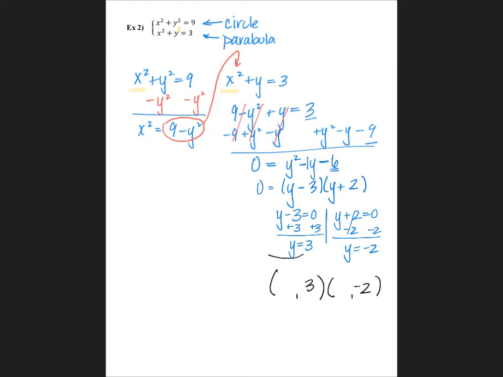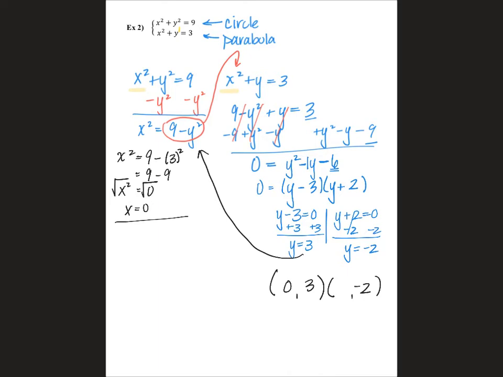If I take this 3 and I plug it back in, I now have x squared equals 9 minus y squared. Well, that means I'm going to have to take my 3 and square it. So that gives me 9 minus 9, or 0. Well, I have an x squared on the left side. So in order to get rid of a squared, I'm going to take the square root. Now, normally that gives me 2 cases, but the square root of 0 is 0. So I'm only going to write that as a 0, 3 ordered pair.